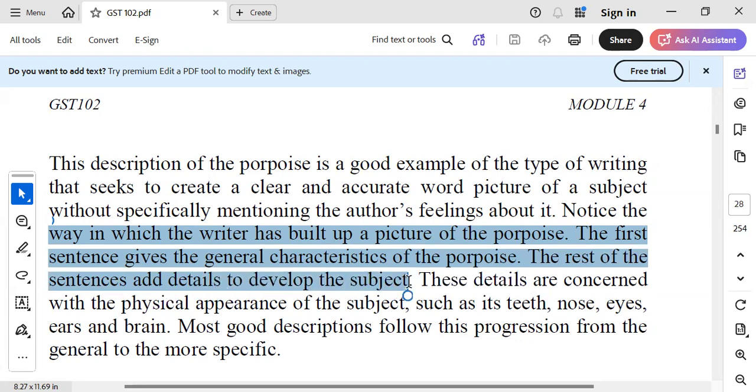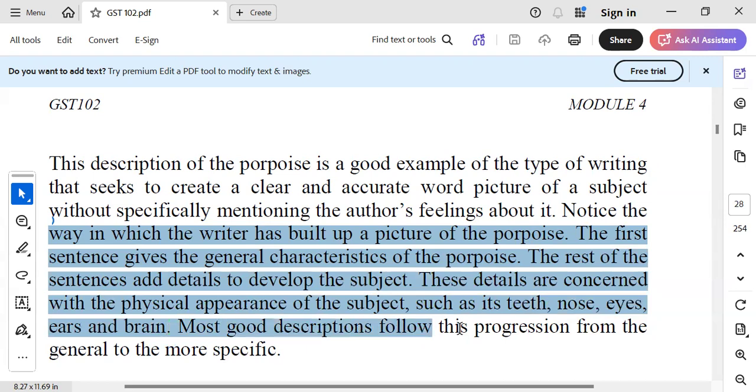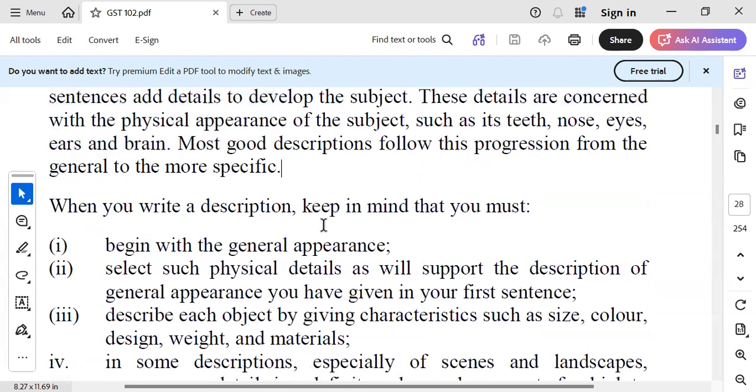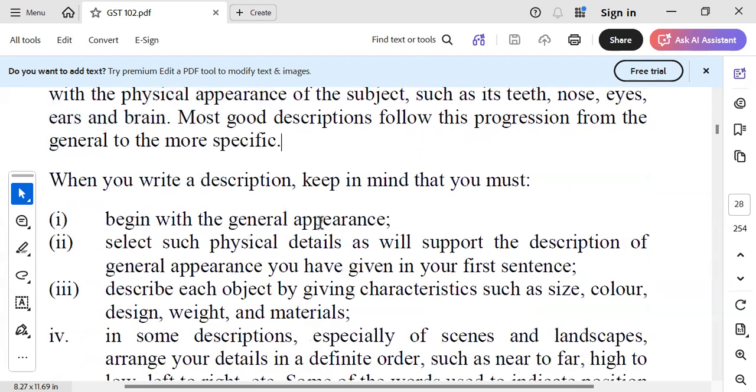What they're trying to tell you is that the first statement in that paragraph was a topic sentence. These details are concerned with the physical appearance of the subject, such as its teeth, nose, eyes, ears, and brain. Most good descriptions follow this progression from the general to the more specific. So that is the idea of description.